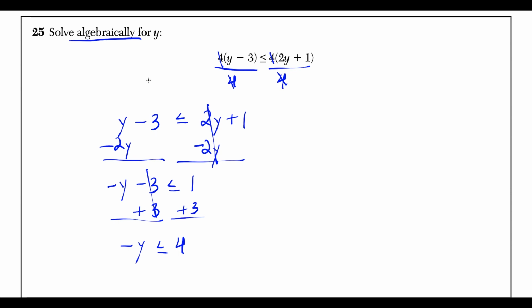So now we want to solve algebraically for y, not negative y. So what we're going to do is divide both sides by negative 1. And just know this is a real big idea. Anytime you divide or multiply both sides of an inequality by a negative, the inequality sign flips. So that's going to give us y, but then instead of less than or equal to, it's going to flip to greater than or equal to, and then 4 divided by negative 1 is negative 4. And here's our answer to question 25.